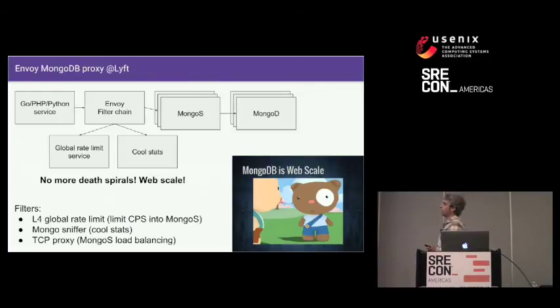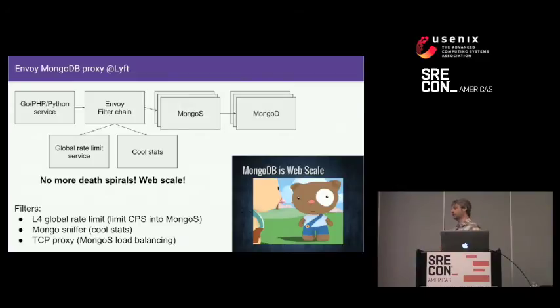We now run Mongo in what I think is a fairly interesting way. All of our applications that talk to Mongo, whether that be Go, PHP, or Python, they all talk through Envoy. And then Envoy actually has 3 different filters installed. We have an L4 global rate limit filter. So this allows us to rate limit the number of connections per second that are coming into Mongo.